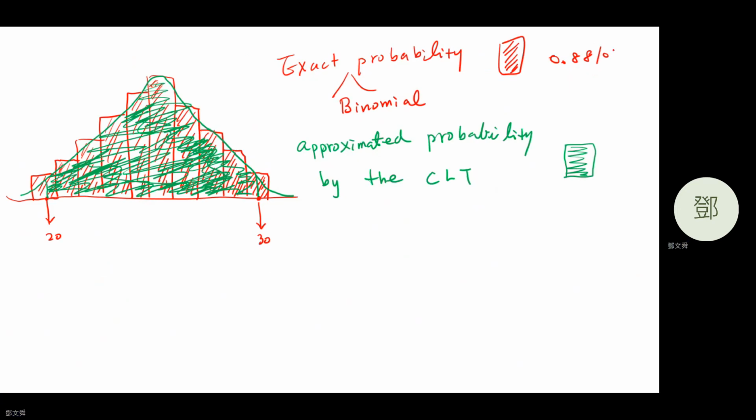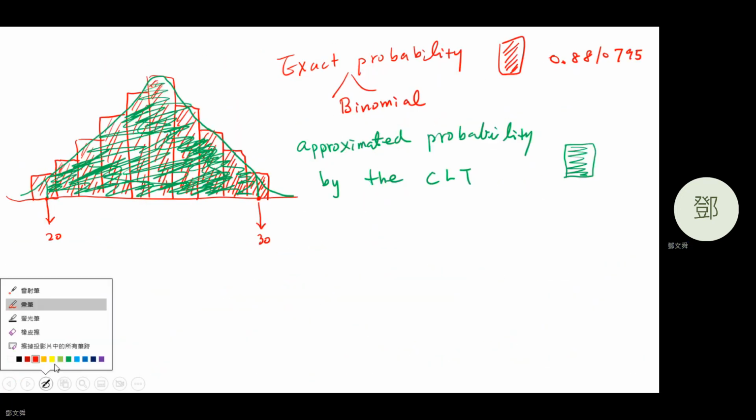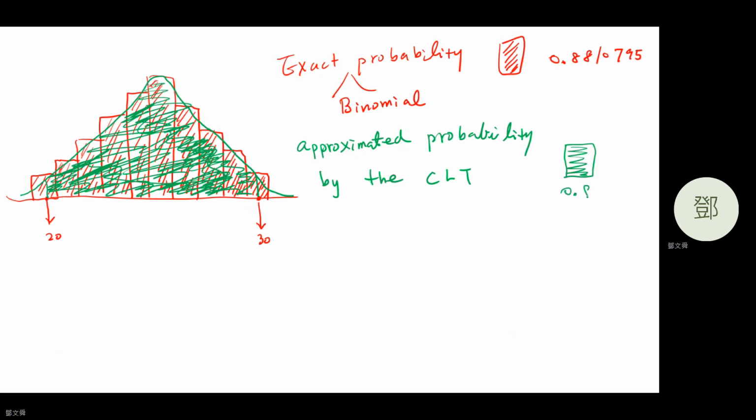What is it? 10798. And what is this? 0.84. Okay, so all we need to do for correction is half a step to go further, half a step to the right to 30, and half a step further to the left of 20.